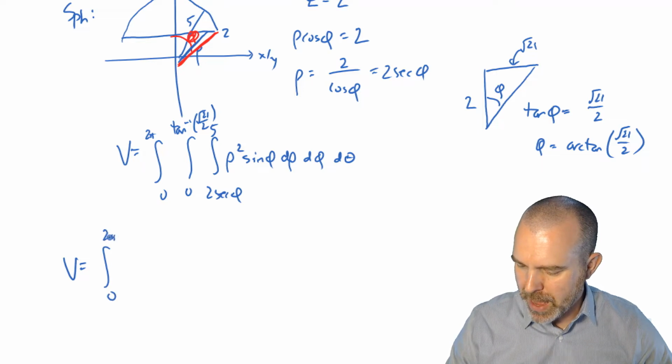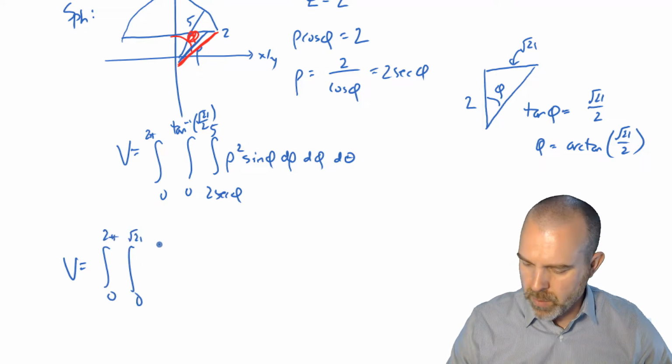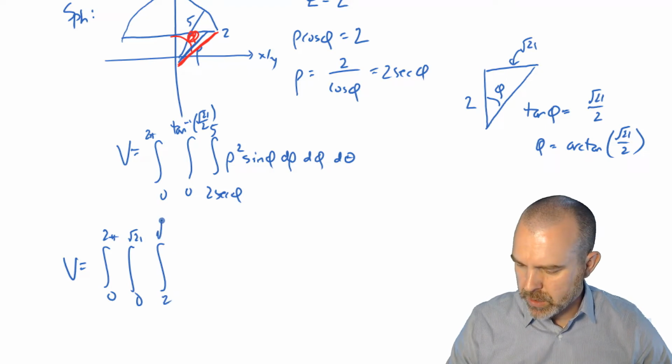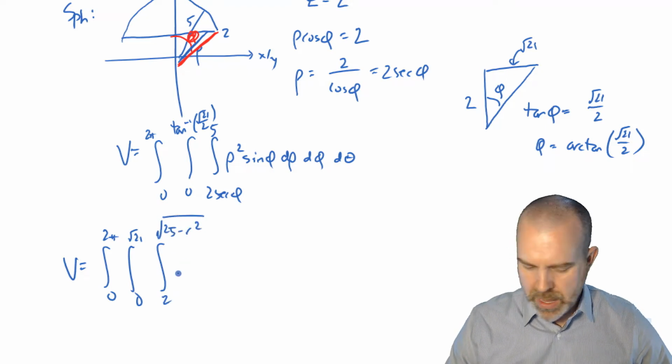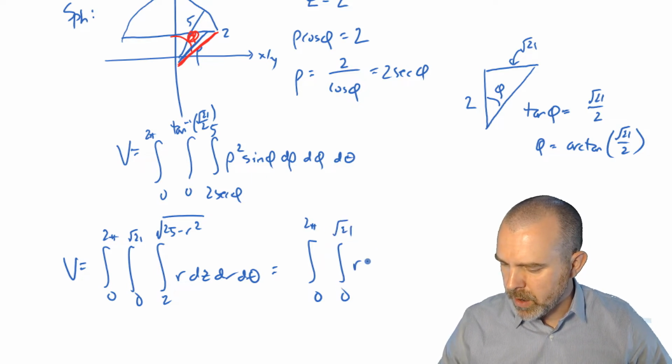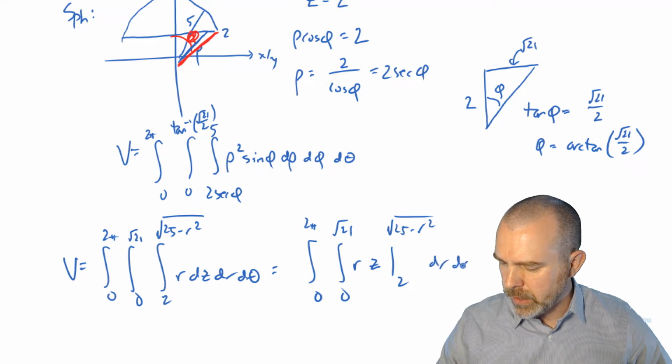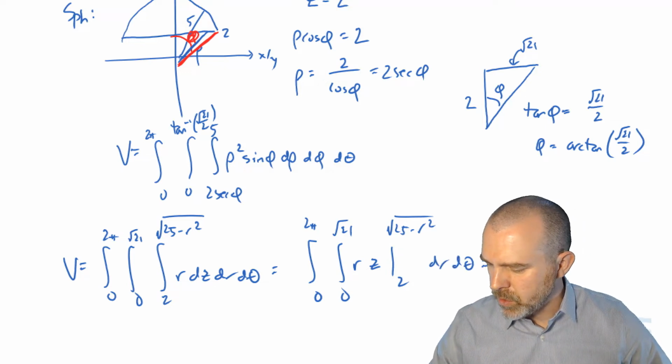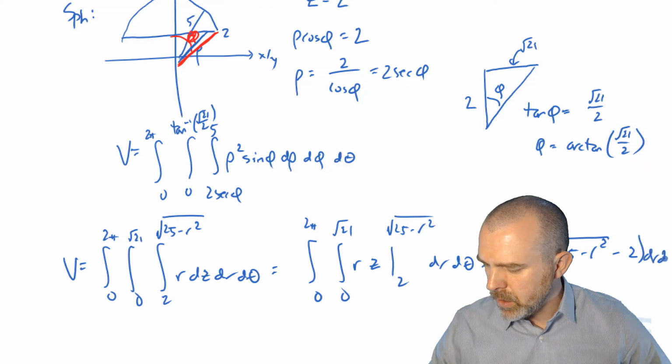Integral of 0 to 2 pi, integral 0 to square root of 21, and then integral from 2 to square root of 25 minus r squared, and then that's r dz dr d theta. Okay, so let's do z first. That's just going to be rz from 2 to square root of 25 minus r squared, dr d theta. And that's just 0 to 2 pi r times square root of 25 minus r squared minus 2 dr d theta.